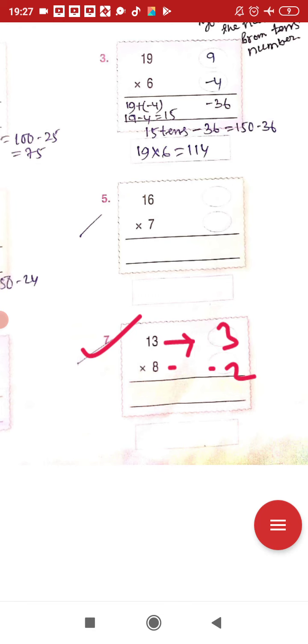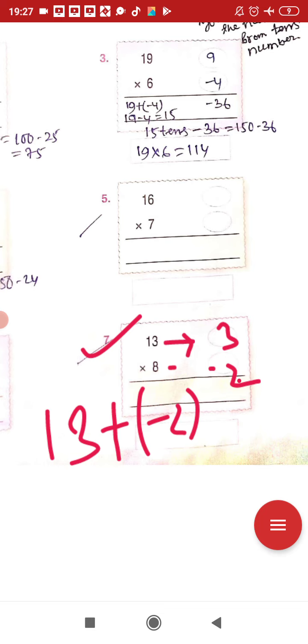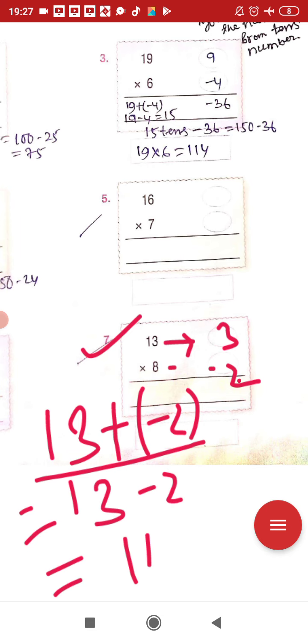Clear? Now add diagonally. 13 with minus 2. So 13, then give a minus sign, then put 2. So here we need to convert this calculation into the simple way. 13 minus 2, we are getting 11. So 11 tens, that is a 2-digit number. That is why we are getting 11 tens. And 11 tens means what? 110. Just put a 0.